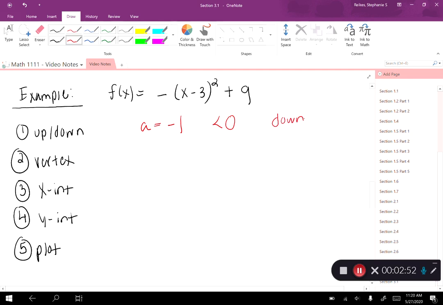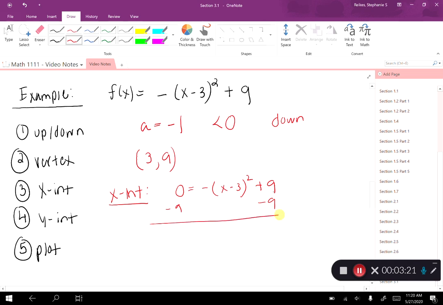Step 2, my vertex, h comma k, is flip this sign, keep this sign. So it's positive 3 and positive 9 for the vertex. Next, we have to find the x and y intercepts. So let's do the x intercepts first. In order to find the x-intercept, I plug 0 into y. So it's 0 equals negative (x minus 3) squared plus 9, and then we're going to solve for x.